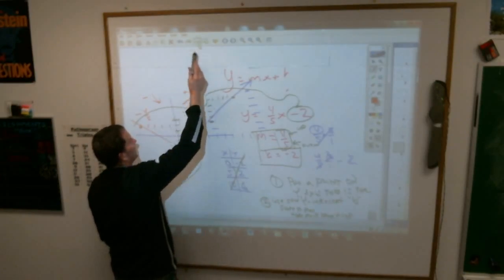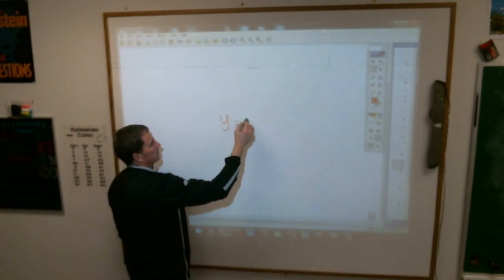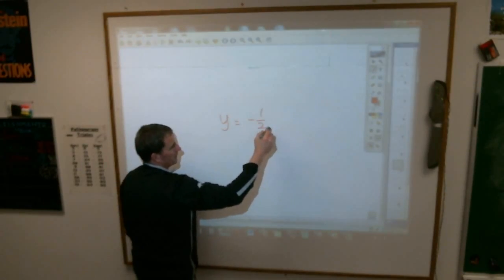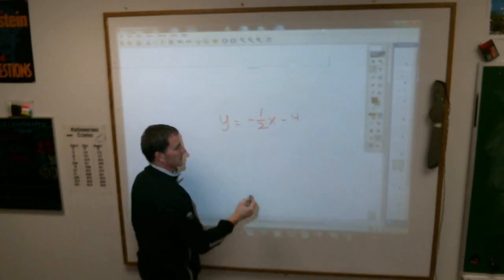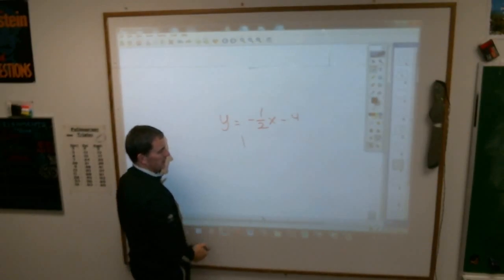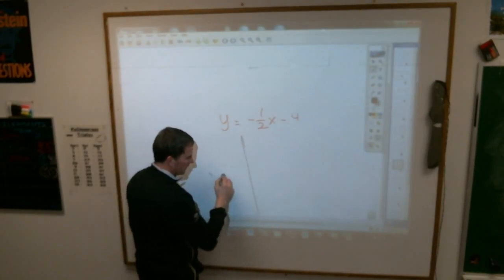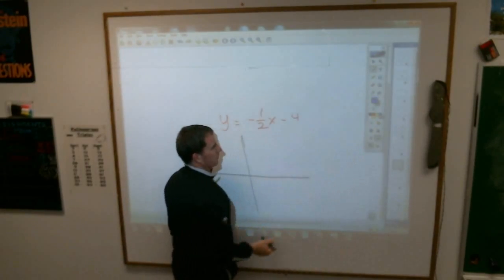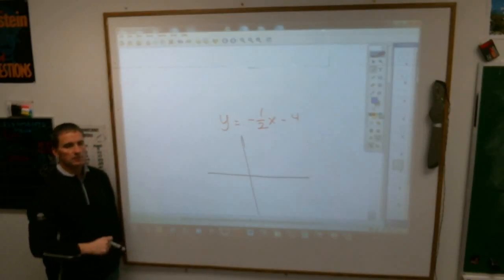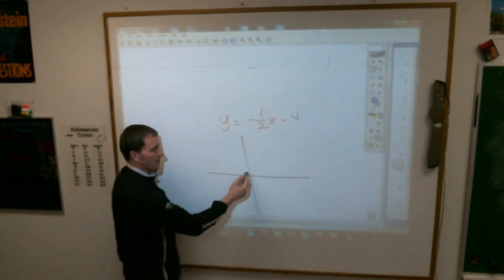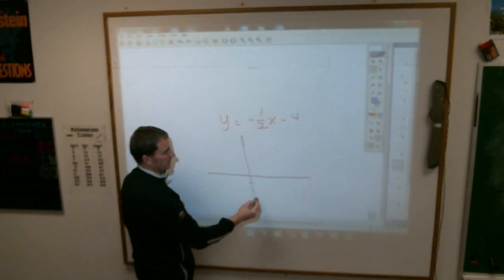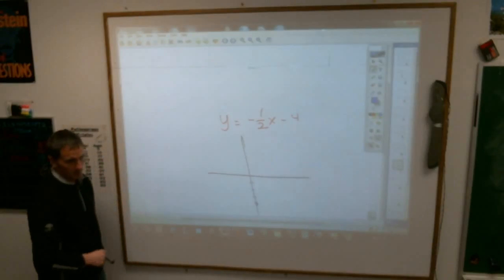Watch how easy graphing lines are. Let's say you've got y equals -1/2 x minus 4. It's just this easy. Follow the steps as we have them. Step number 1 is to do what? Put a point at the y-intercept. What is the y-intercept? -4. So on my y-axis I go -1, -2, -3, -4. I know that is 1 point on my line.